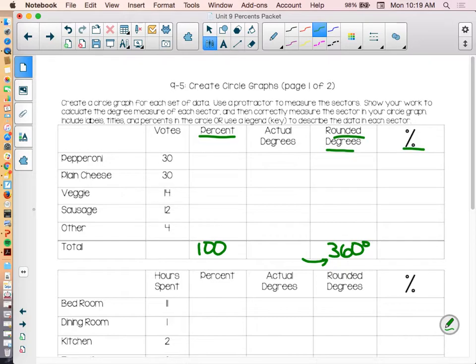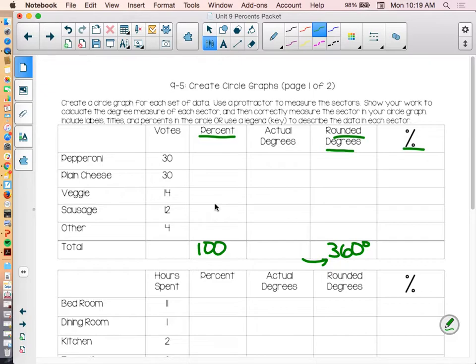All right. So we're looking at, first of all, different people voted. You're going to use the protractor to measure sectors of a circle. That's basically just fractions of a circle. And then you're going to show your work to calculate the degree measurements of each sector and then measure the sector on your circle graph. So we're going to definitely spend quite a bit of time on this. If you need help, please make sure you ask right away.